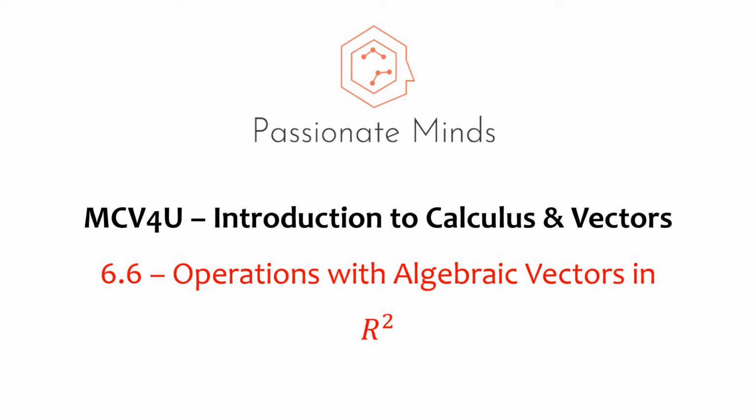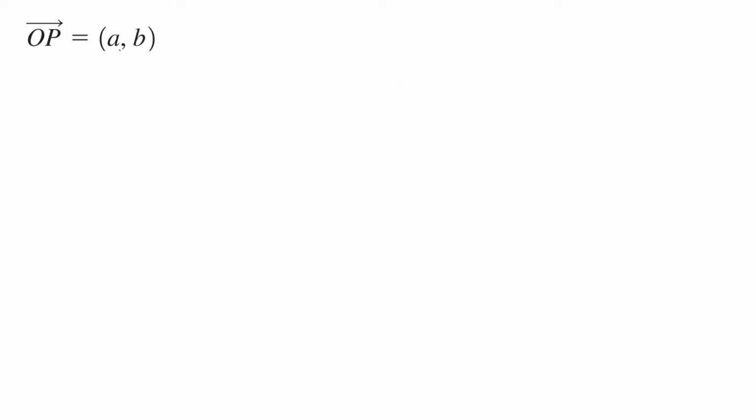Today we will go over section 6.6, which is operations with algebraic vectors in R squared. In this section, we will deal with vectors in the xy plane and learn a different representation of OP equaling to AB, let's say that format. Now, instead of using the coordinates, we will represent this in terms of unit vectors.